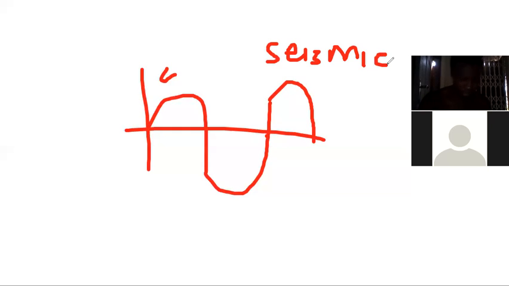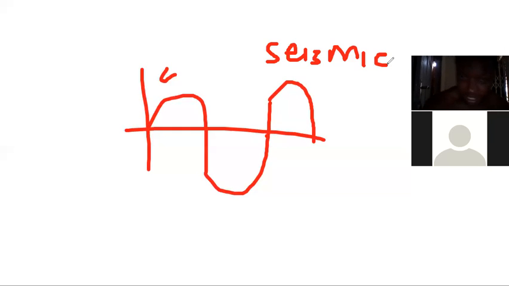Seismic. So now let's also consider some terms used in describing a wave. Terms that we are going to use under waves. I've already mentioned some of them, but let's delve much deeper.